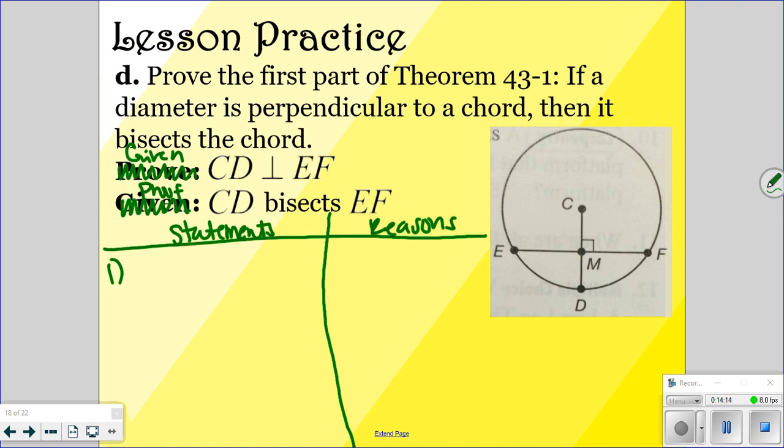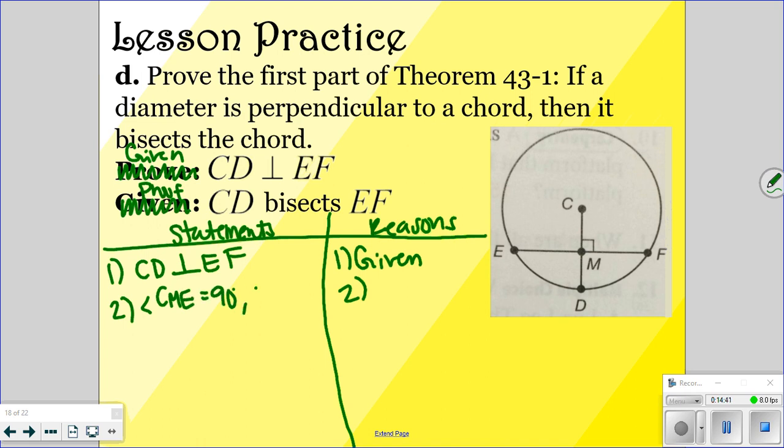So your given is going to be that CD is perpendicular to EF. And the reason is going to be that it is the given. From there, we know that angle CME equals 90 and angle CMF equals 90. And that's from definition of perpendicular lines. So both of these have to be equal to 90 degrees.